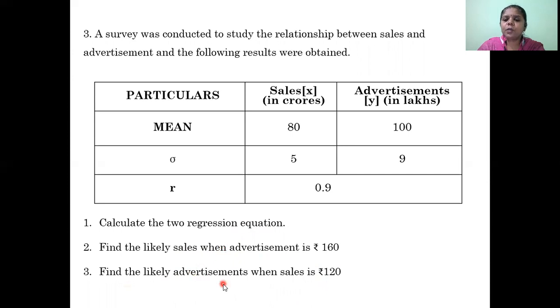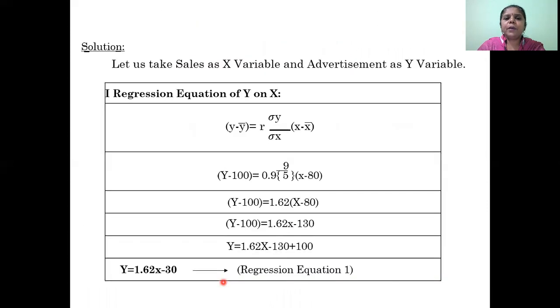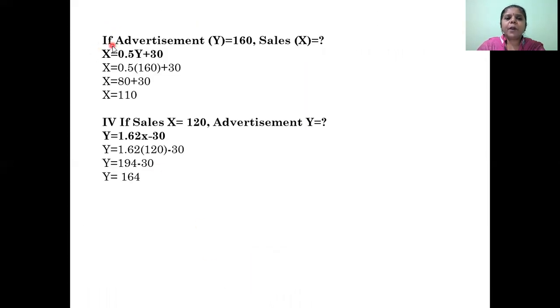These two questions we have to compute with the help of the equation. So see here, the equation is: if advertisement is 160, what will the sales be? x is equal to 0.5y plus 30. This is the x on y equation. So x is equal to 0.5, in the place of y put 160, plus 30. So x is equal to 0.5 into 160, you will get 80, plus 30. So x is equal to 110.